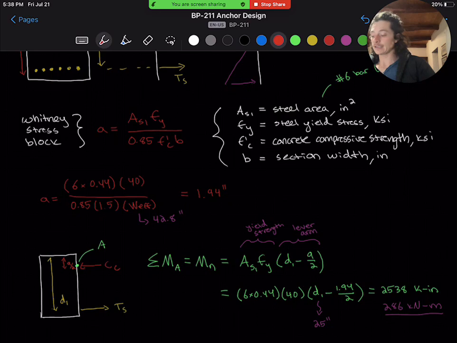And D is the distance from the compression side of the beam down to the centroid of the tension steel, and that can be found in the anchor detail dimensions. This gives us an answer of about 2,500 kip inches, or 286 kilonewton meters of nominal moment capacity.